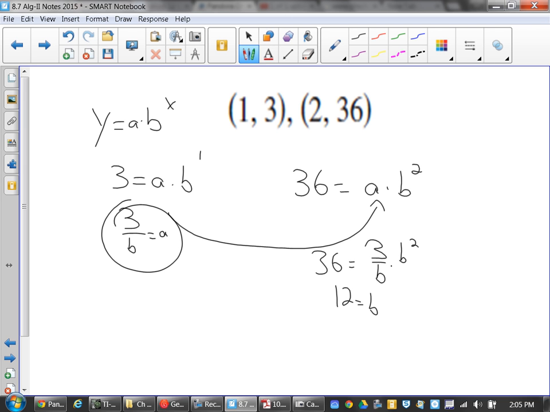You got 12 for B, I hope? Yep. Okay. Which means you get what for A? Good. So Y equals 1/4. That's a good one. Okay. I assume that they're going to be ones eventually.